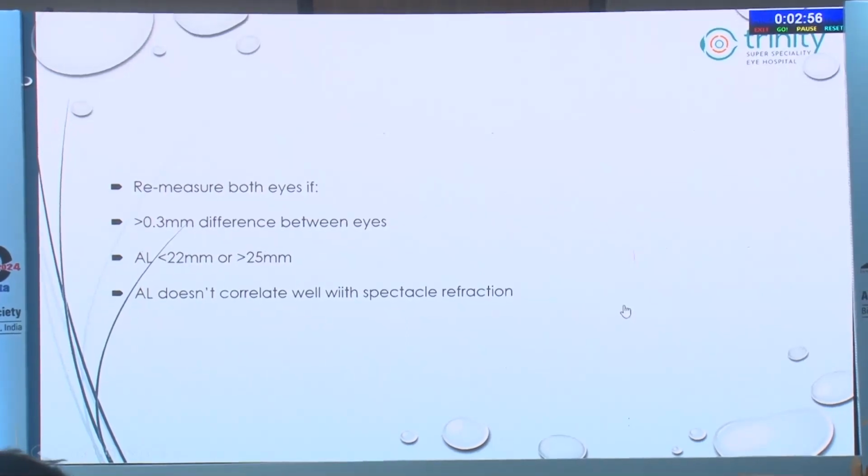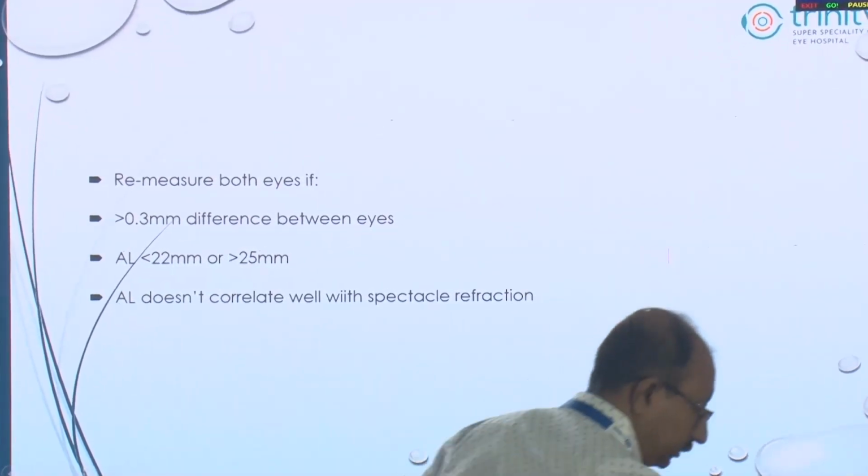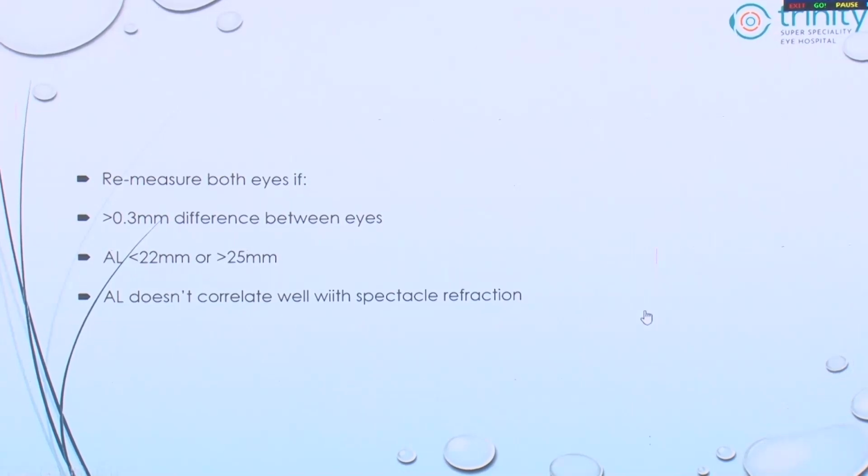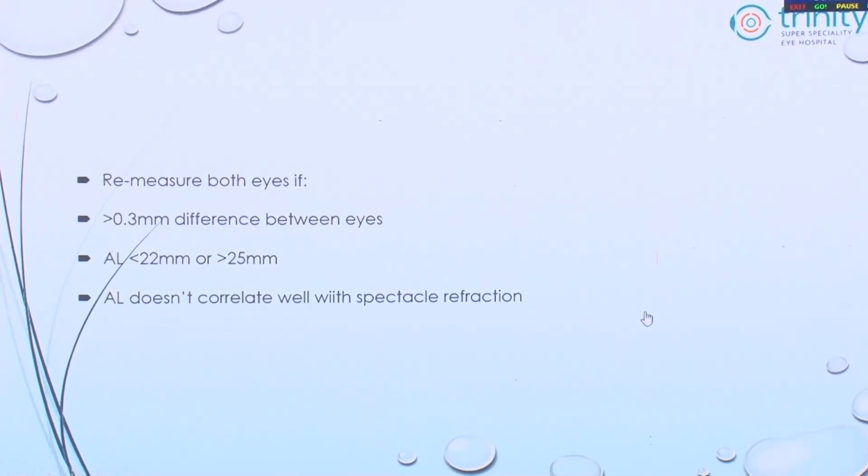So when you have to do remeasurements of these eyes, when the difference of the two eyes is more than 0.3 millimeter, very high axial length, very low axial length, try to repeat your reading. And if axial length doesn't correlate with your refractive error, then also you should repeat your reading.